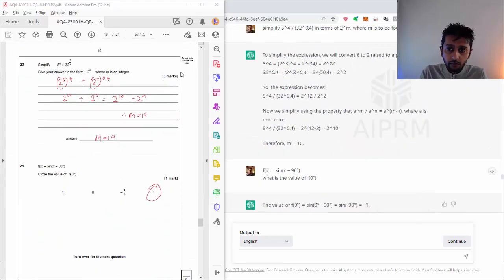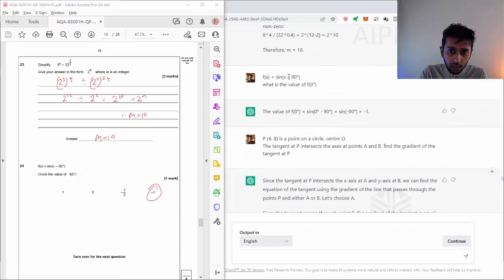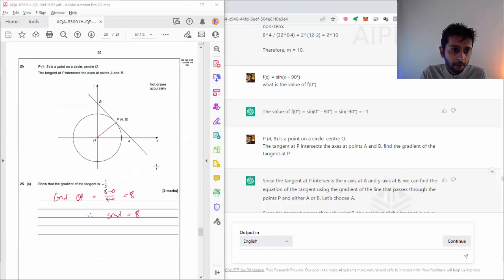Question 23 is to simplify this expression here. So it's given me an answer of m equals 10, and I've copied out some of that working out in here as well. Then the next one, sine of x minus 90, what's f of 0? Substituted, it's given me the answer of -1, so I've just circled -1 there.